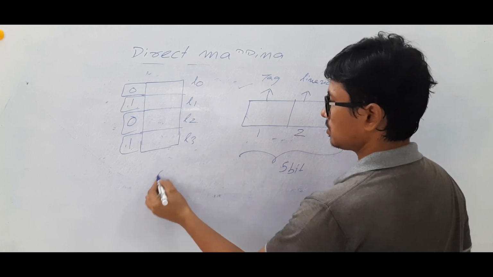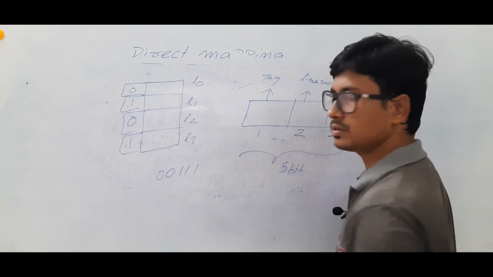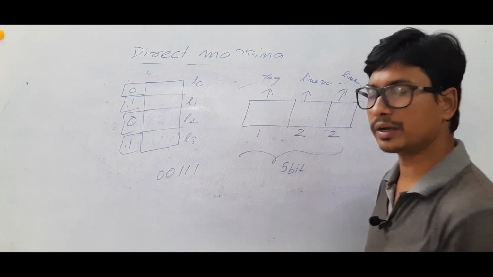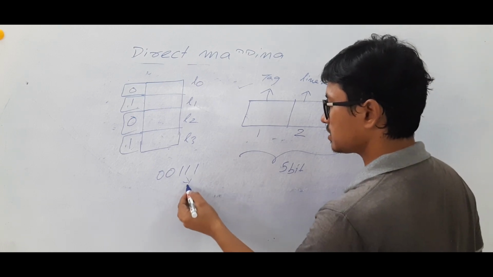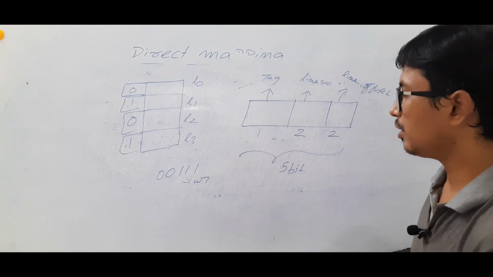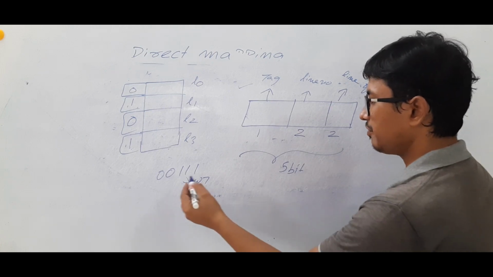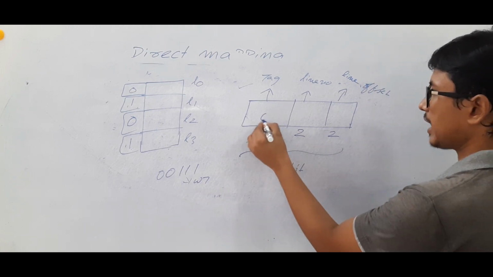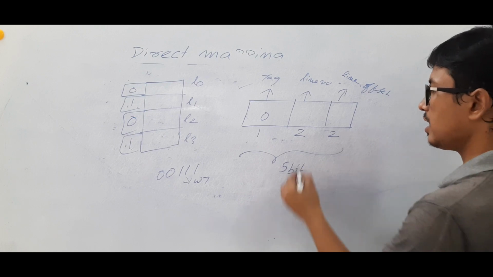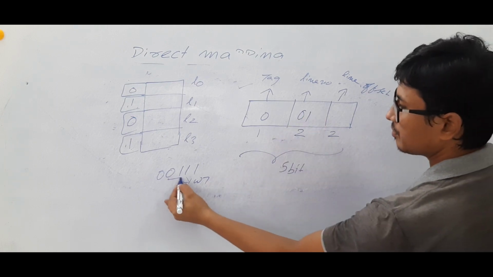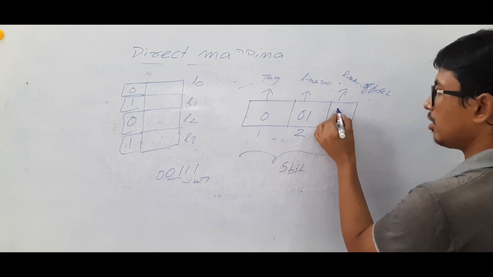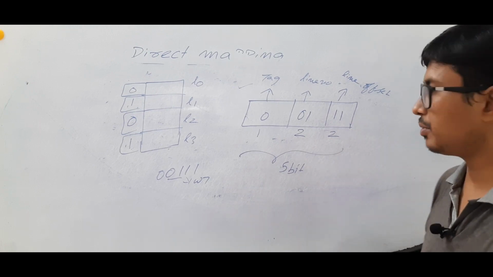For 7, I need to represent 5 bits, so 0, 0, 1, 1, 1. This is word number 7. Now for word number 7, this is the tag bit, these 2 bits are allocated for the line number, and the line offset is 1, 1. Are you able to understand?